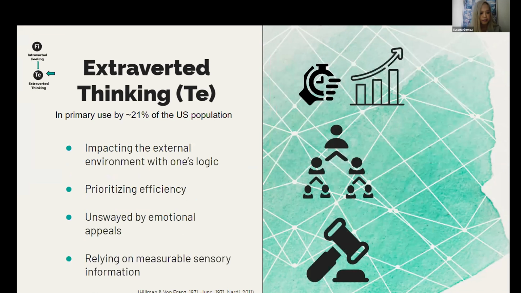Now I'll move on to a different axis. Extroverted thinking is a cognitive process that concerns itself with impacting the external environment with one's logic. In our society, if we were engaged in extroverted thinking, we would be focused on planning, strategizing, and execution, and on being pragmatic, utilitarian, and outcome-focused. We would prioritize action over details, unswayed by emotional appeals, and using the least amount of energy possible to achieve our intended results. We would rely only on measurable sensory information.